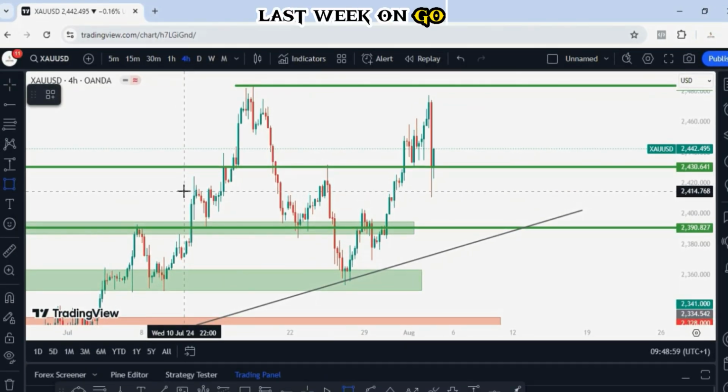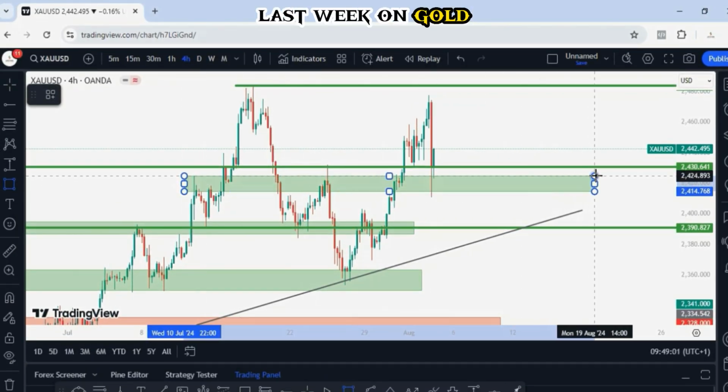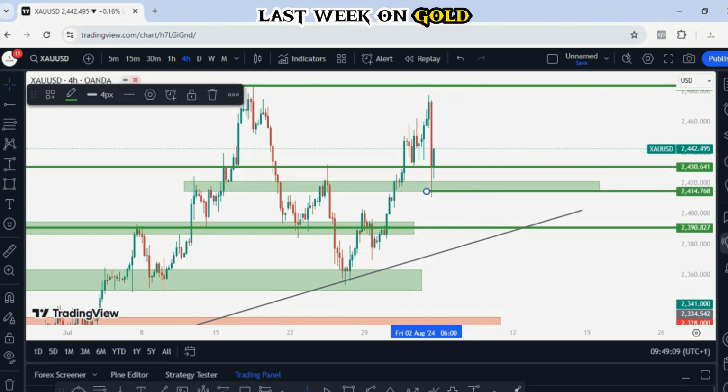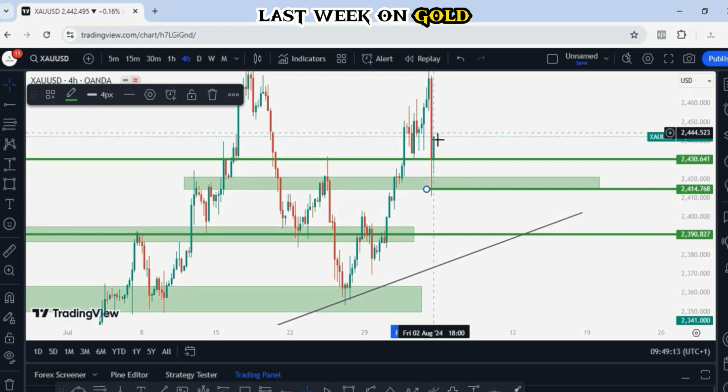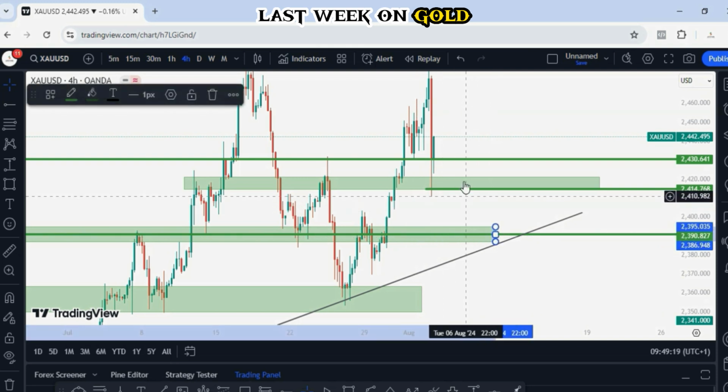I think I'd like to see price break below this area here, which is around 2414.768. So if price breaks below it, then I will go to a much lower time frame like the 15 minutes time frame to catch an early entry, right? Just capitalize on this small move to the downside.